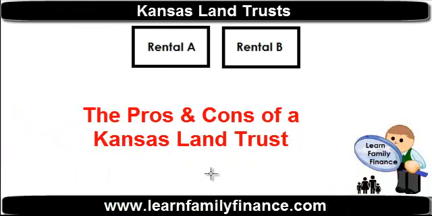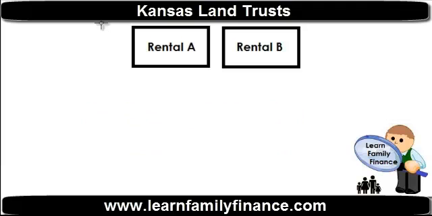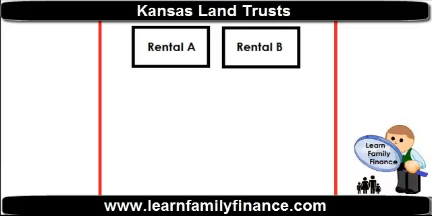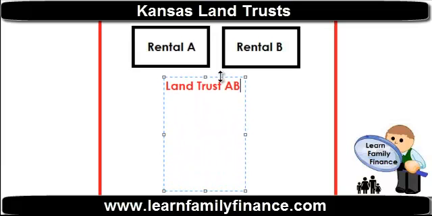So in a land trust, say for instance you have two rentals, rental A and rental B, and these are both inside of a land trust, right? And we'll just call that land trust, for simpler terms, land trust AB. Or we could just call it trust AB, it doesn't matter. But for purposes of this, we'll call it land trust AB, okay?